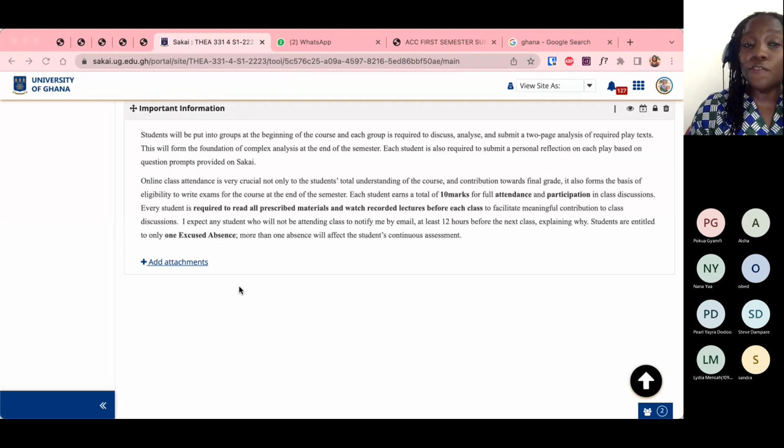Please, all of you must endeavor to check things for yourselves on Sakai. Don't rely on your friends to take material and then you siphon material off them. No, you are supposed to be in charge of your own learning. That is your responsibility. So you check deadlines, you check for material, you do everything you need to do by yourself. This is how you take charge of your learning.